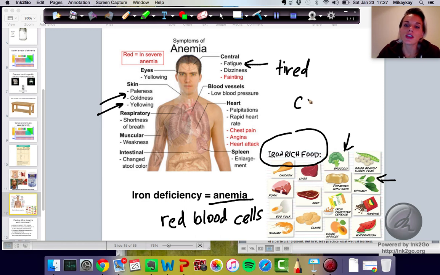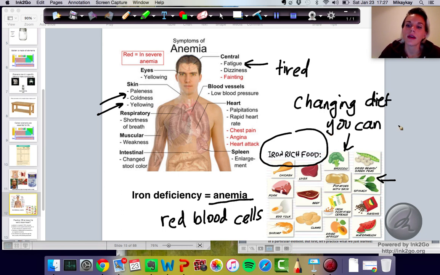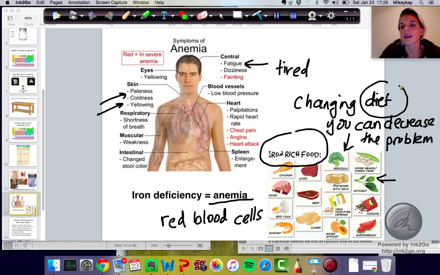So by changing your diet, you can decrease the problem, right? And now it's not really a problem in my life. So the point is that you get these elements from your diet, from what you eat. That is how these elements get into our body, and that's how we are able to use them.